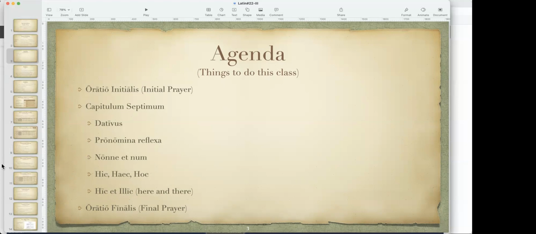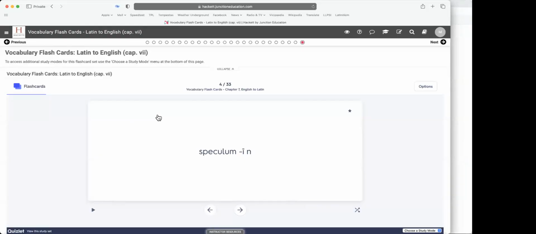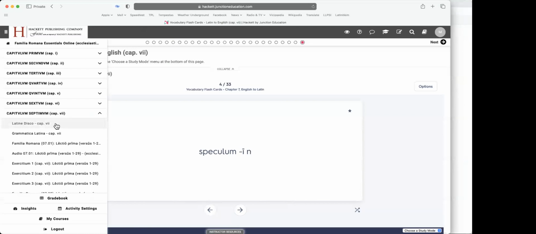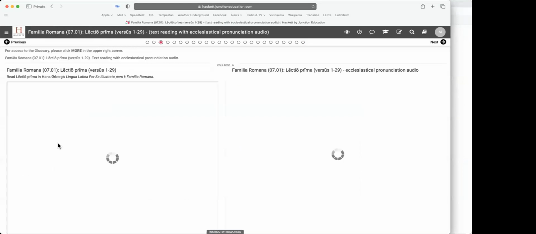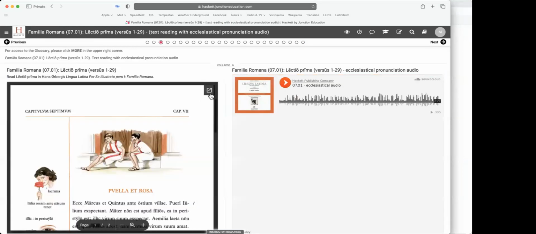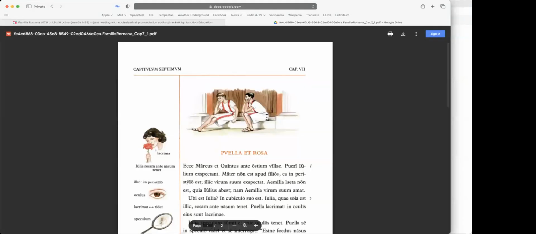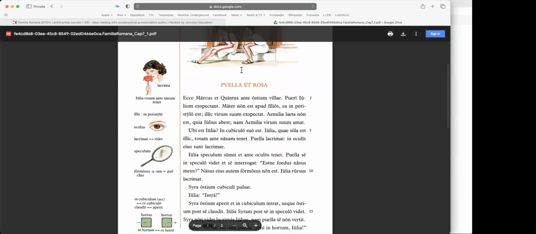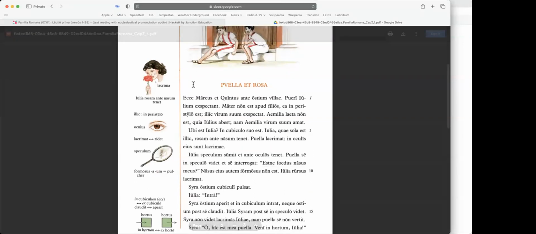I will bring up, whoops. And here I was nicely on the Familia Romana. Okay. So I'm going to zoom that. All right. I'll start things off by reading the first paragraph.